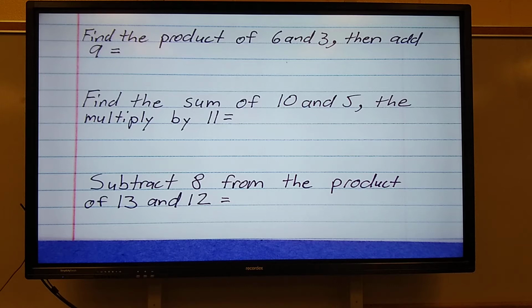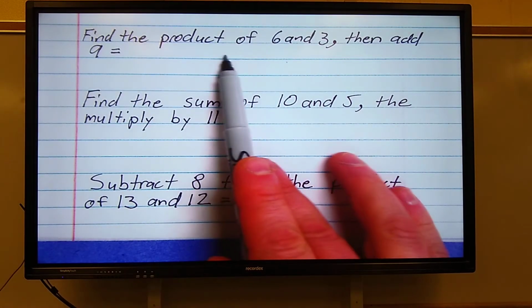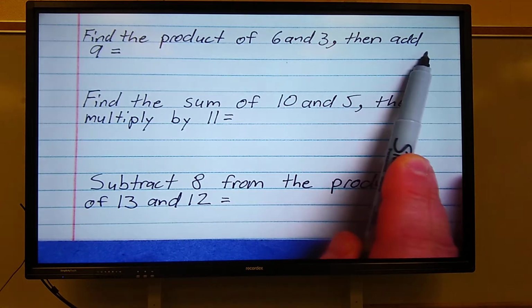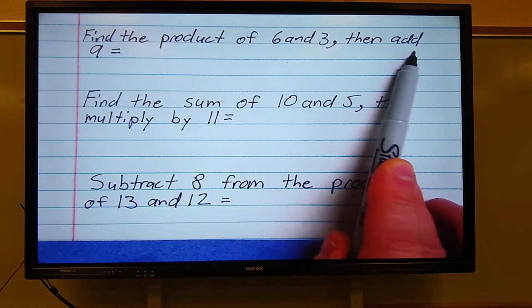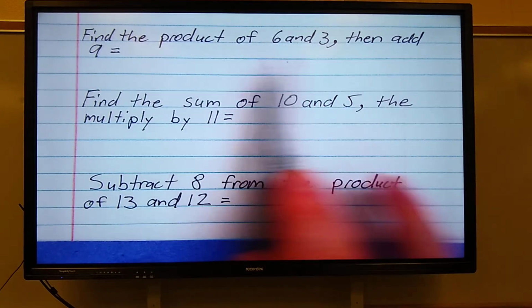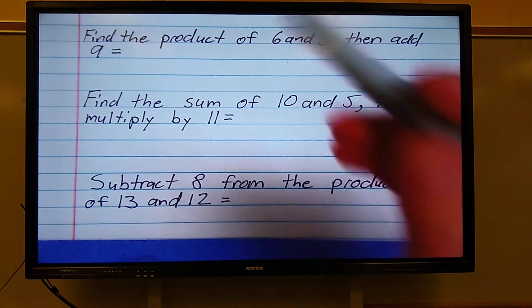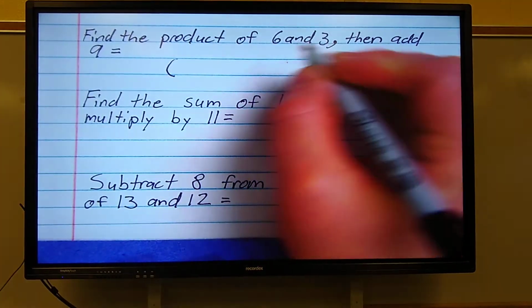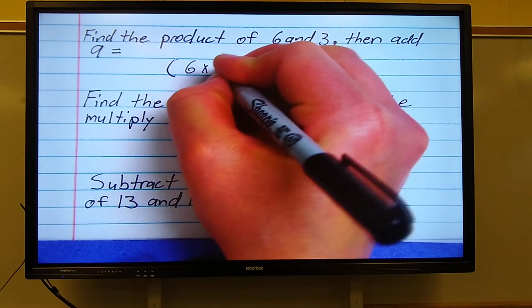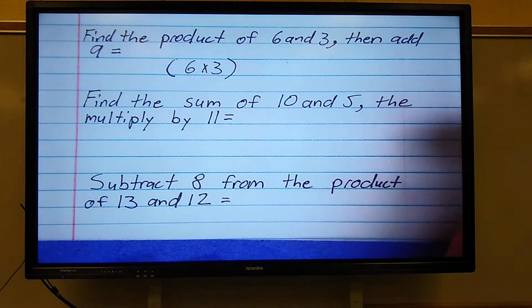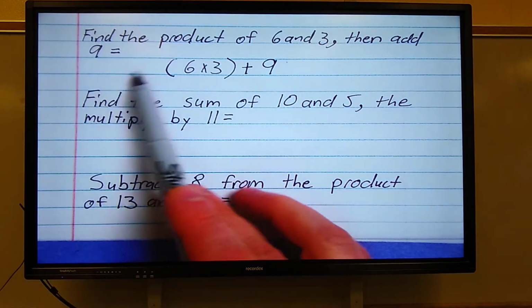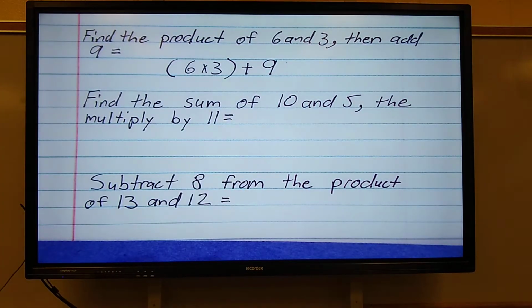All right, let's see how good you did. Find the product of 6 and 3, then add 9. Then means that this is second. So this part is first. So in parentheses, you should have product of 6 and 3. That's 6 times 3. Then it says, then add 9, plus 9. Or you could have 9 plus right here in front of it.